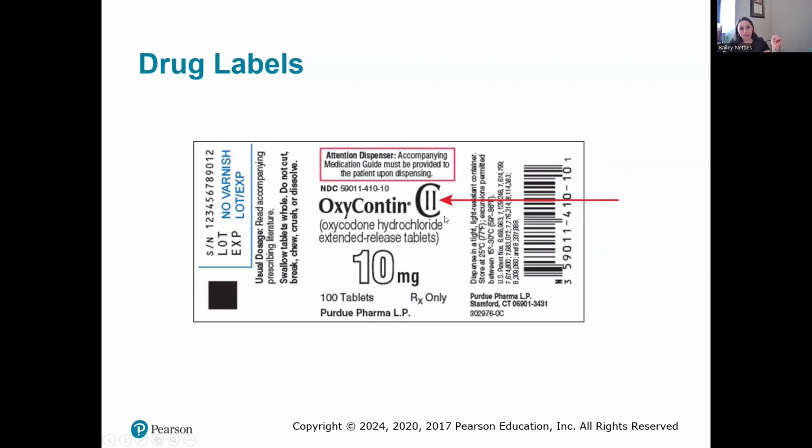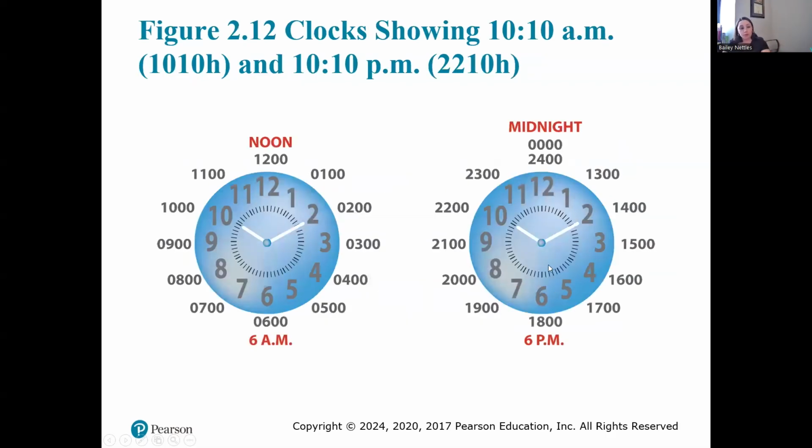Controlled 2, that's what that means. Oxycontin or oxycodone extended release. See, it said the ER, so you can't crush it, okay? That means controlled substance 2. That means it's a level or a Schedule 2 drug, okay? They all have that on there if they're a controlled substance. We use military time. If you don't know military time, you better learn it.